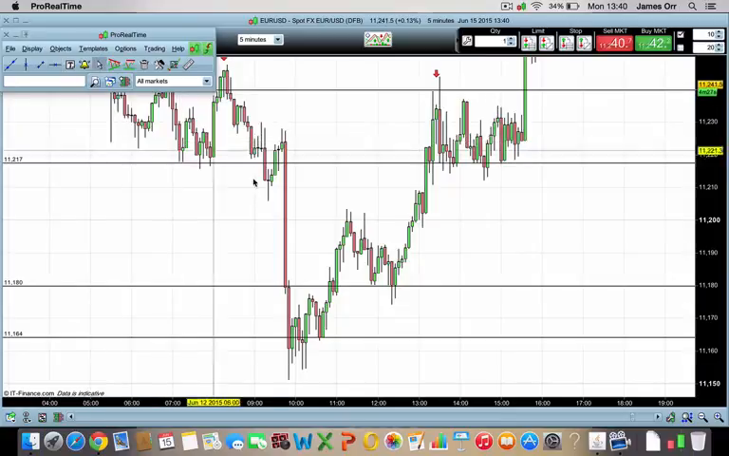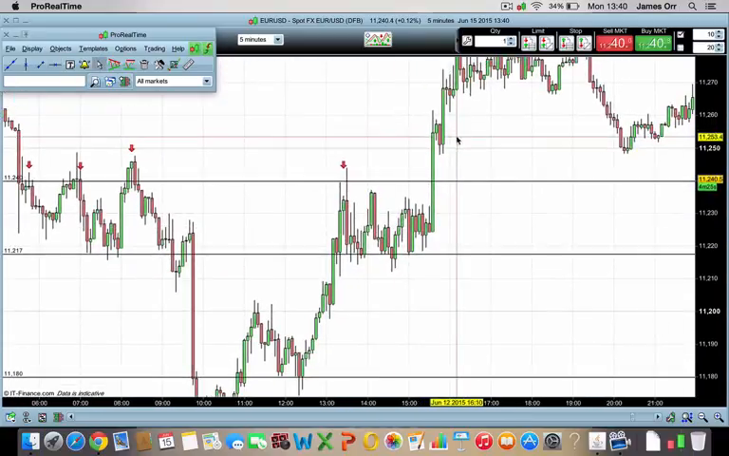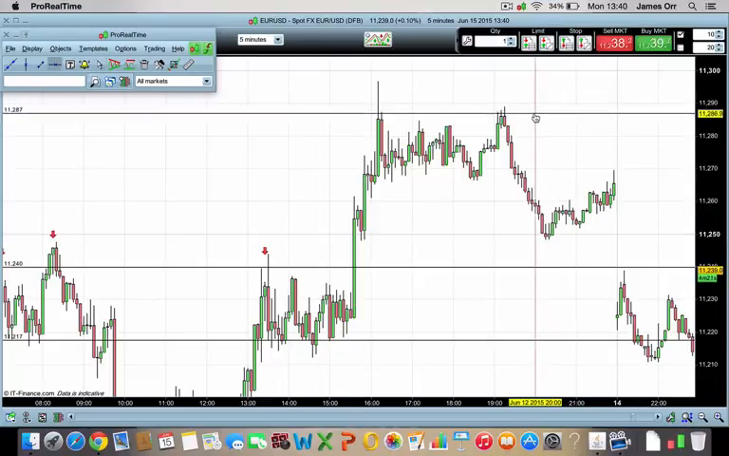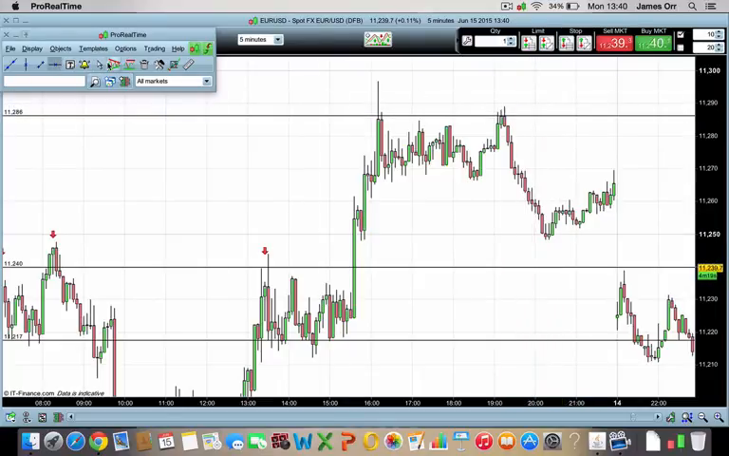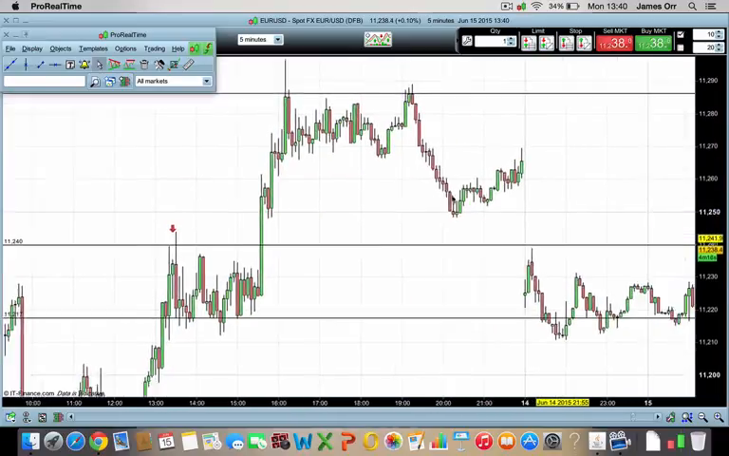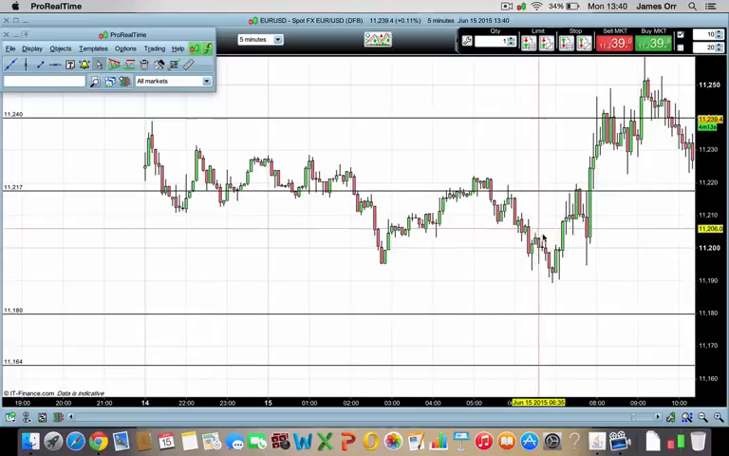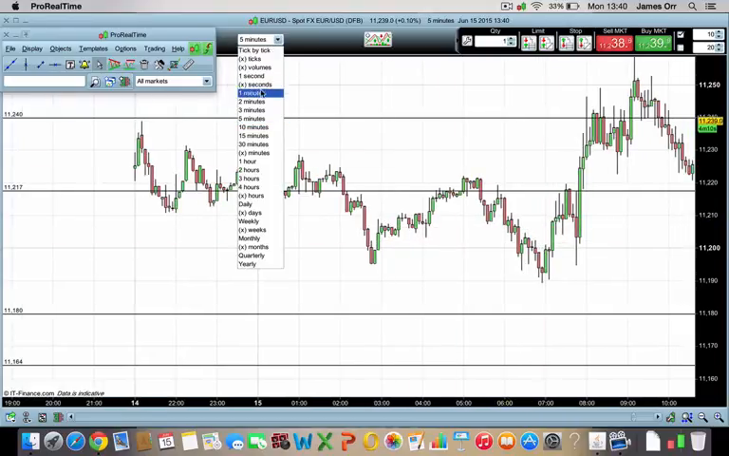Now, it might seem like I'm going quite fast putting these zones in. It's just because I've done it so many times before. If you watch the video on support and resistance, you'll learn how to do it, and before long you'll be able to fly through it and do it as quickly as I'm doing it. So okay, then we drop down to the 1 minute time frame.